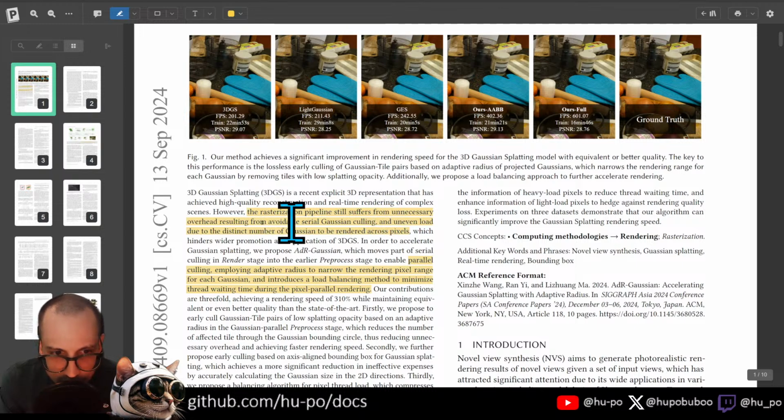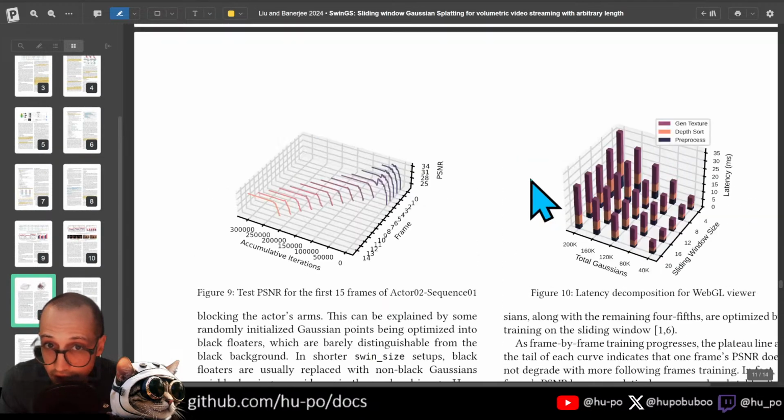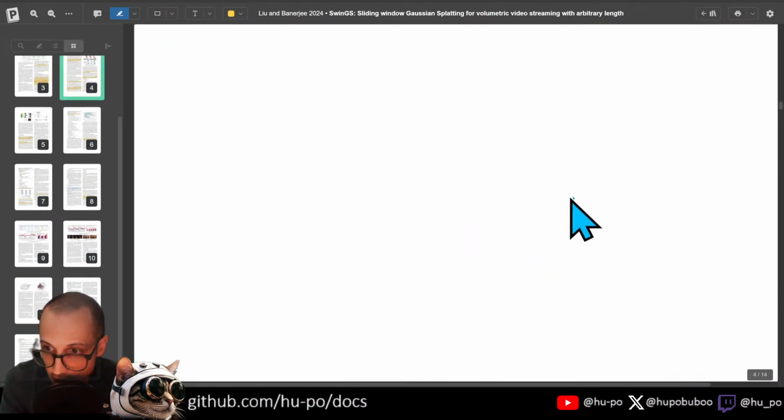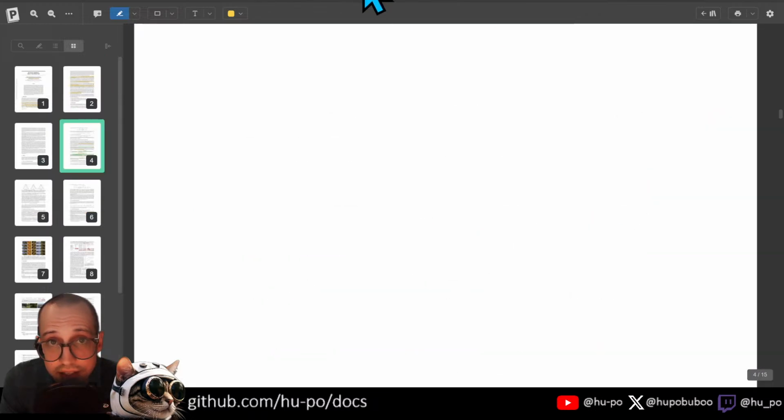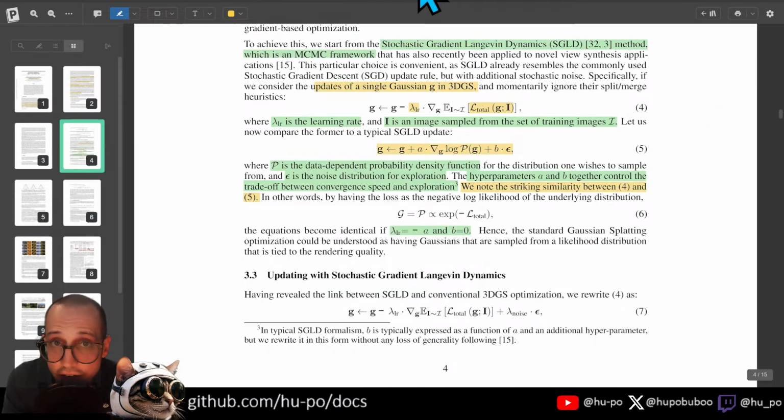Rasterization pipeline still suffers from unnecessary overhead resulting from avoidable serial Gaussian culling and uneven load due to the distinct number of Gaussians rendered across pixels. So avoidable serial Gaussian culling, that's actually also got rid of in this one here, right? Because the whole point here is that you don't have to do this culling and densification, right? You can basically think of it like you're just moving the Gaussians around.